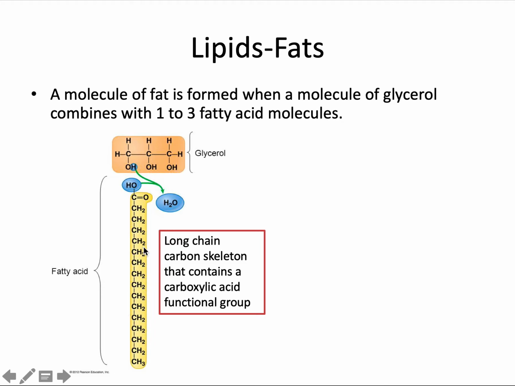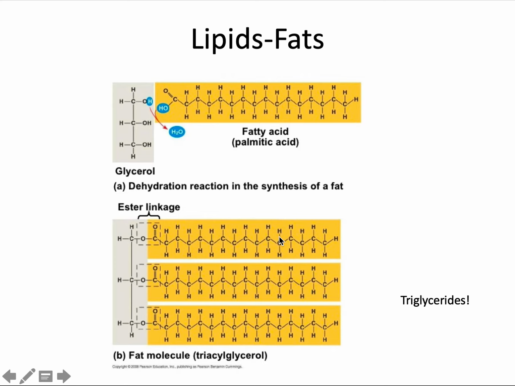And so this is a monoglyceride. This is an example of a monoglyceride, so one glycerol and one fatty acid. And this is a fat molecule. It is called palmitic acid. You could also have two or more. You could have a triglyceride, where you have three fatty acids attached to one glycerol molecule.